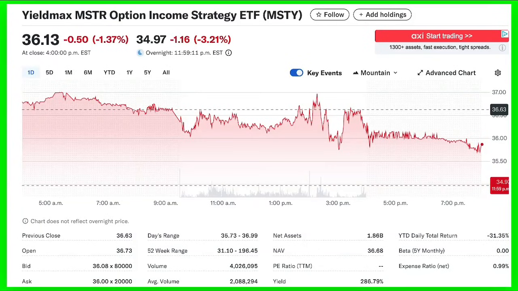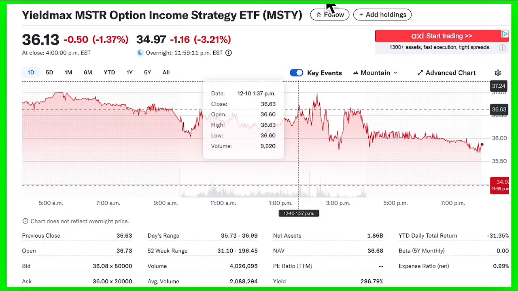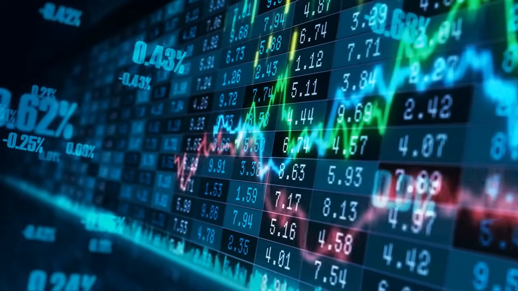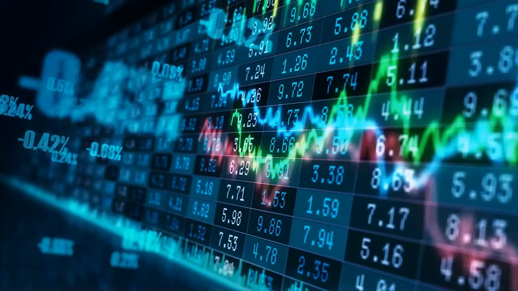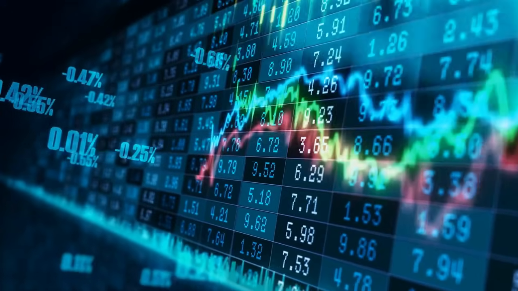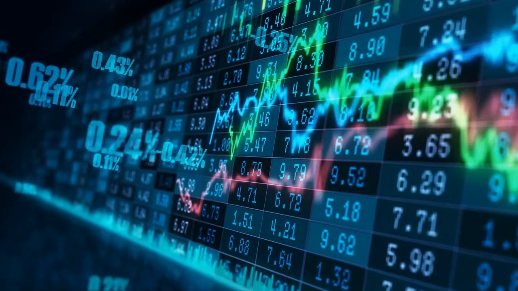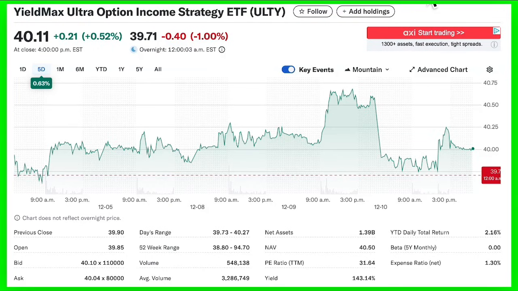Today, I have two major updates on MSTY and ULTY. On MSTY, we're going to look at its price movement and the first distribution they're paying after the reverse split. And second update, I'm going to show you a new YieldMax strategy that they're implementing to stabilize ULTY price return. Those are the two major updates that I'm going to show you. So I hope you stick around and watch this.